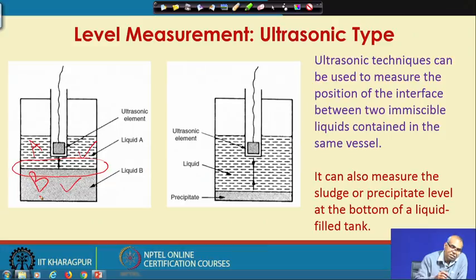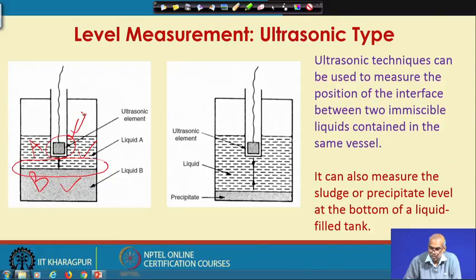So, what we have done is, this ultrasonic level gauge I have dipped inside, let us say, the top liquid A. So, an ultrasound beam is directed towards the interface and it gets reflected back. So, using the same principle, I can find out the location of the interface. The location of this device is known. So, the location of the interface can be found out with respect to the location of the ultrasonic device.